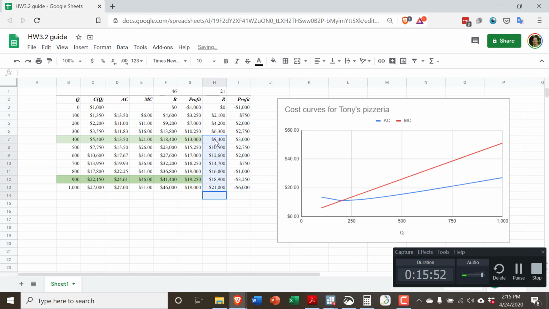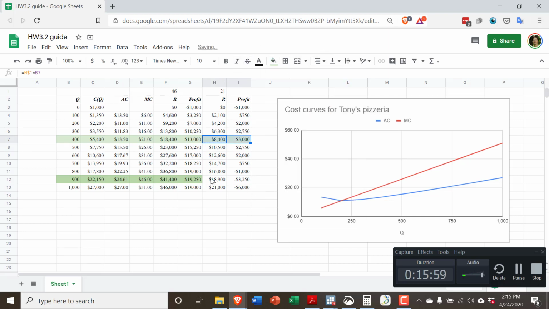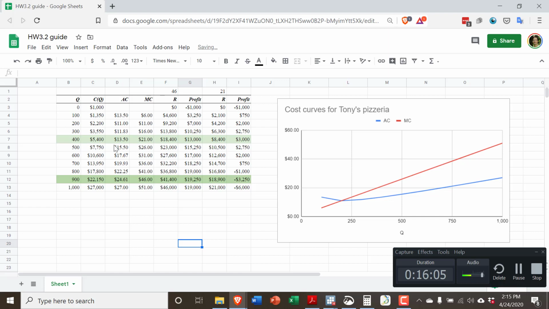look at this, and what we should see is that when pizzas are selling for $21, right, you're going to maximize your profits by producing until your marginal cost equals exactly $21. That's going to give you the highest possible profit. Here we see your profit would be $3,000. If you produce, say, just 300 pizzas, you wouldn't be maximizing your profits, right?